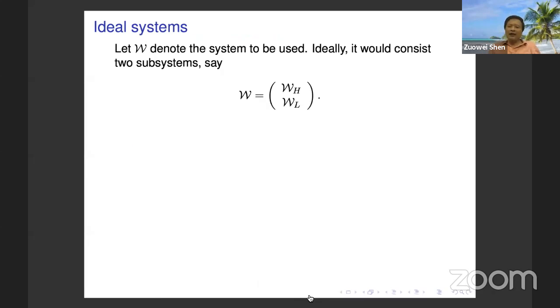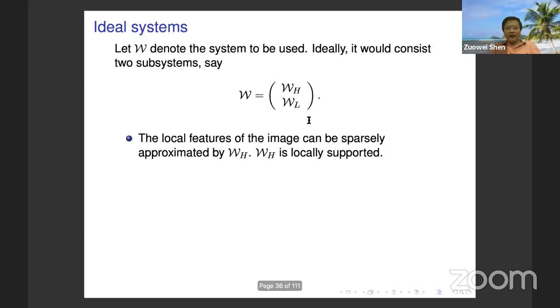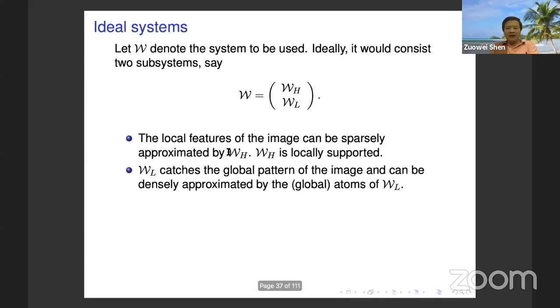Now we're back to what kind of system you really want in order to either approximate or represent an image. What kind of system is good? Look at wavelets. Wavelets are good because the system has two subsystems: one is WH, one is WL. WH is essentially the wavelet filters, and this catches local singularity. WL catches global patterns and the smooth part of the image. This tool is very good for image restoration.